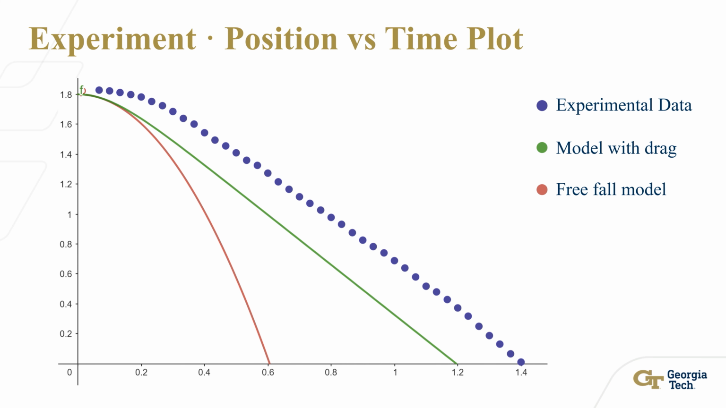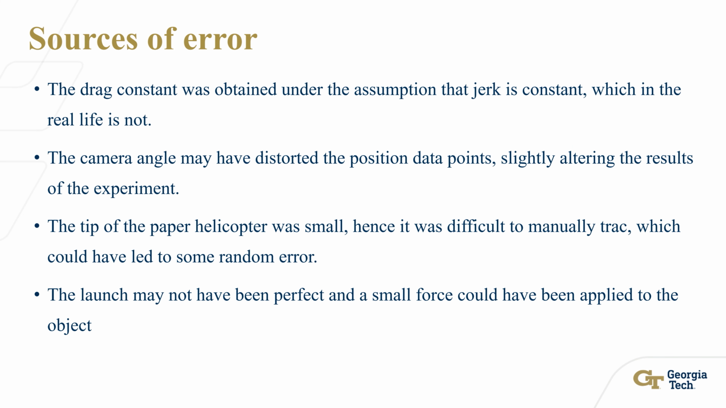However, the freefall model quickly diverges from both of them, and it seems to have a non-zero second derivative, as it is always curved. The drag constant was obtained under the assumption that jerk is constant, which in real life is not. This can also be the cause for why the experimental data curve is shifted with respect to the model data. Also, the camera angle may have distorted the position data points, slightly altering the results of the experiment, and the tip of the paper helicopter was small, as it was difficult to manually track, which could have led to some random error. The launch may not have been perfect, and a small force could have been applied to the object.